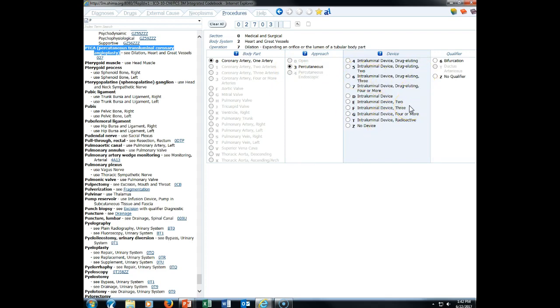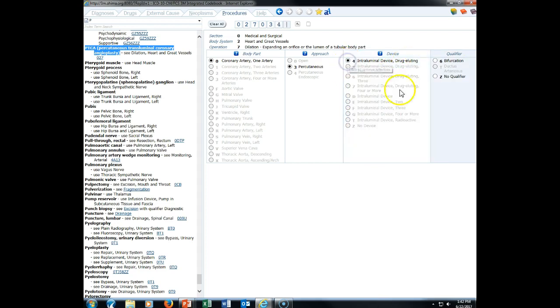And then we put in a drug-eluting stent. And so that is intraluminal, and you can see that we have options here: intraluminal, drug-eluting, and then we have 2, 3, 4 or more. We also distinguish between stents that are drug-eluting and those that are not. If the documentation doesn't tell you specifically that it's drug-eluting, you don't code it that way.